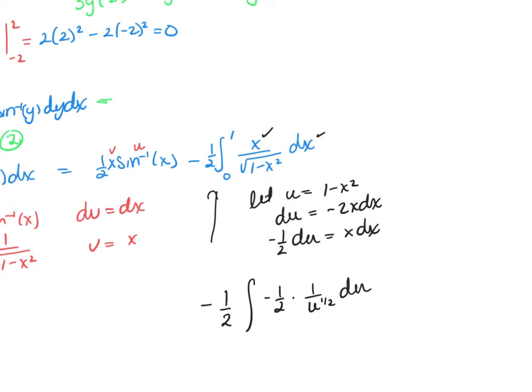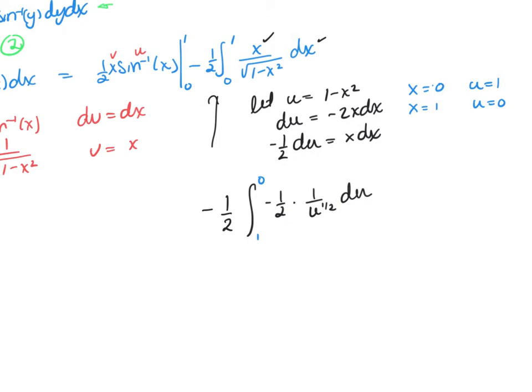Now I'm going to change my limits of integration here. Don't forget these limits. I still need to put the 0 and 1 there. I almost forgot that. So actually I start with x. So when x is equal to 0, u would equal 1. When x is equal to 1, u would equal 0. So then this switches from 1 to 0.